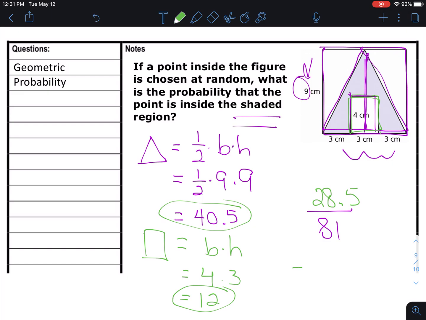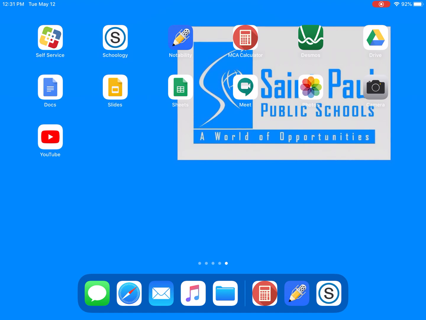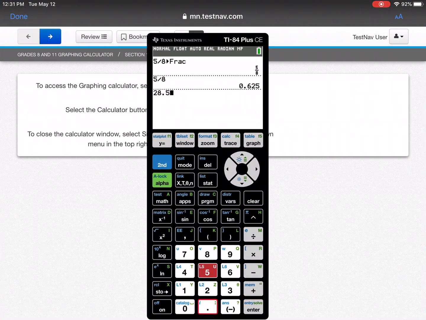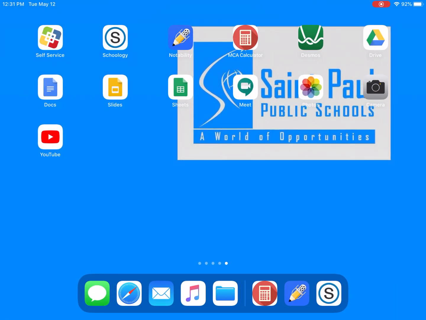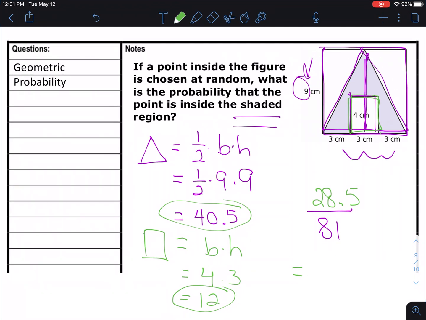And then just because that's kind of ugly, it's maybe best to just divide that on your calculator and change it to a decimal. So I'm going to do that quickly. 28.5 divided by 81. We're going to say 2 decimal places, so 0.35. Okay, so the probability of landing somewhere in that shaded region would be 0.35 or 35%.